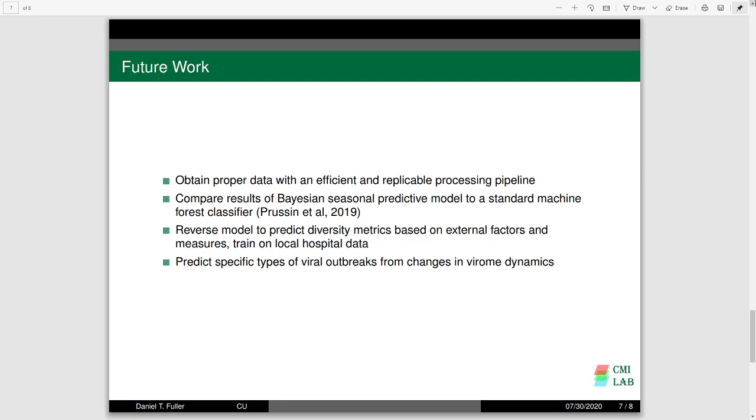Additionally, we can compare the results of the Bayesian seasonal predictive model we've made to standard machine learning random forest classifiers, such as those presented in Preston et al. 2019, which are more commonly used in the field at this point. Then we can reverse this model to predict the diversity metrics based on external factors and measures. Training this on our local data will be a great step towards our final goal of predicting specific types of viral outbreaks from changes in virome dynamics, which is where we can really make a difference with this project, and that's what we're really excited to do.